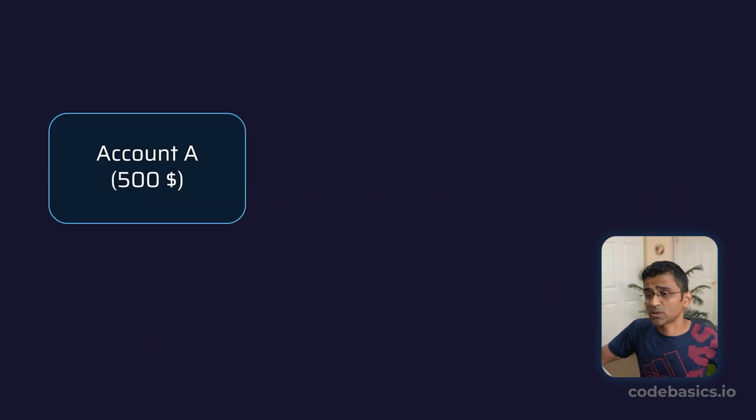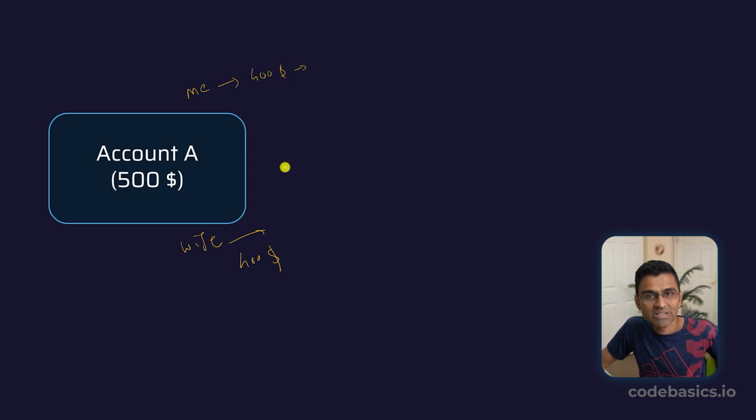Then comes isolation. Let's say this account is a joint account between me and my wife. We have only $500, you know, we are very poor people. And let's say my wife transfers $400 from this account. And at the same time, let's say I'm in a different location and I am also transferring $400 to another account. Will this work? Ideally, it should not work, right?